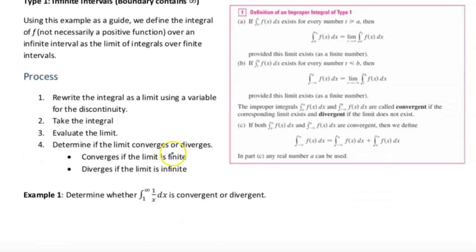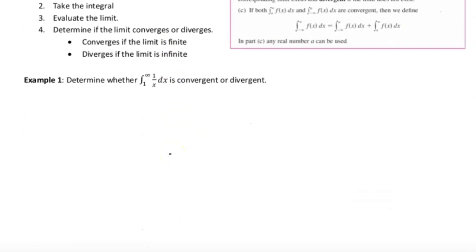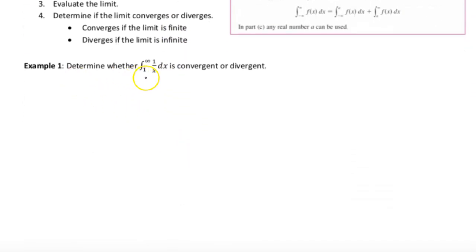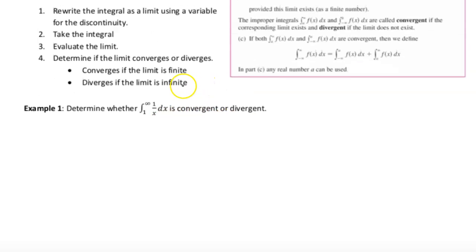And so let's do an example of this. In example 1, we want to determine whether the integral from 1 to infinity of 1 over x dx is convergent or divergent. And so when I say convergent, I mean the limit is finite. When I say divergent, I mean if the limit is infinite. And convergent means this has a definite area. If this is convergent, it means my area is a constant.